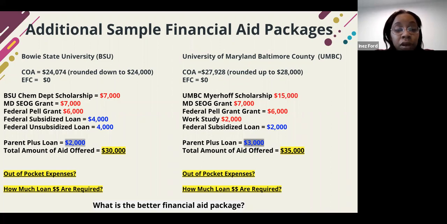Now this is 28,000, but Bowie only costs 24,000. So really they only need one loan. It's a 4,000 subsidized loan, but they could take out another to cover expenses.